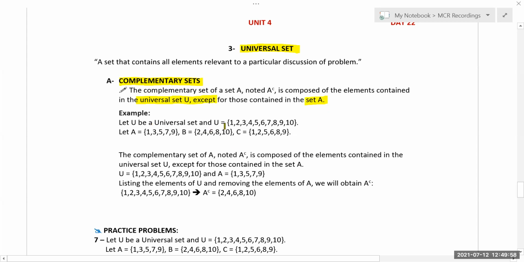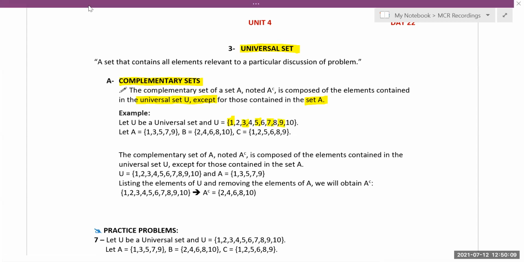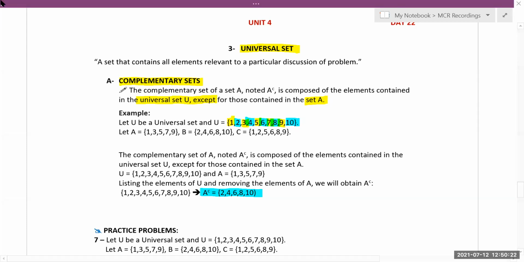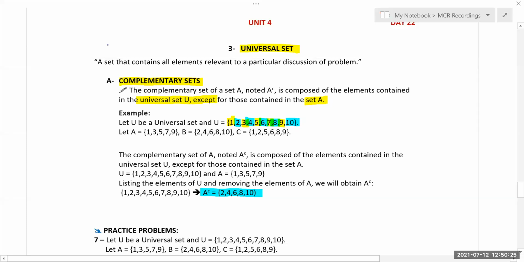So if universal set U is 1 through 10, A is 1, 3, 5, 7, 9. Then A complement would be 2, 4, 6, 8, 10. So A complement would be all the other ones that are not included. Another way to think about it would be if I have a Venn diagram. This is my universal set. If this is A, everything not in A is A complement.